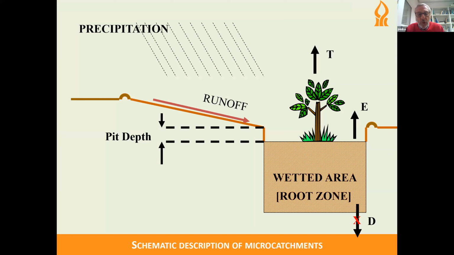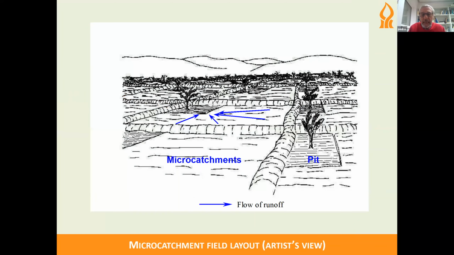The pit depth is usually of the order of 10 centimeters. And the objective of the system is to try to avoid drainage as much as we can, but the water is lost by evaporation or transpiration. I'm coming back again to this schematic or an artist's view of microcatchment.